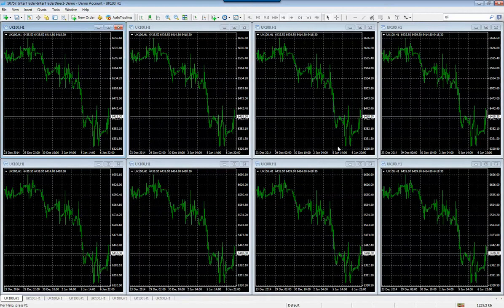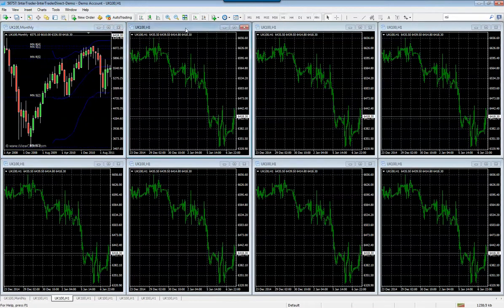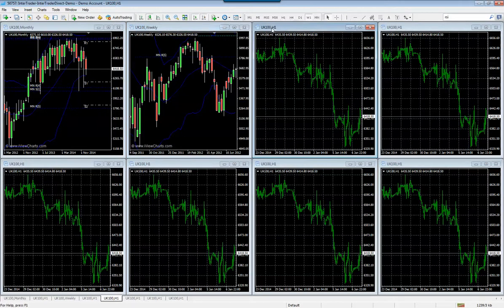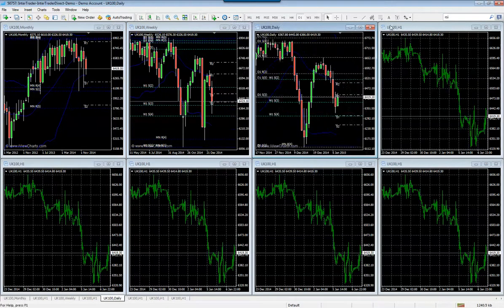The benefit of looking at the same product this way is you can use all the different templates and indicators that iView is designed to use. So we start up in the top left and make that a monthly chart. Monthly chart, put on the monthly template, then go down to weekly template. We'll do this as the daily template.